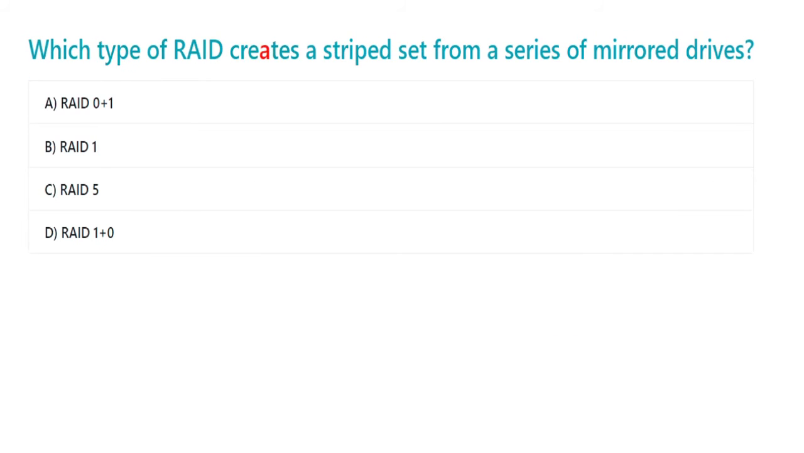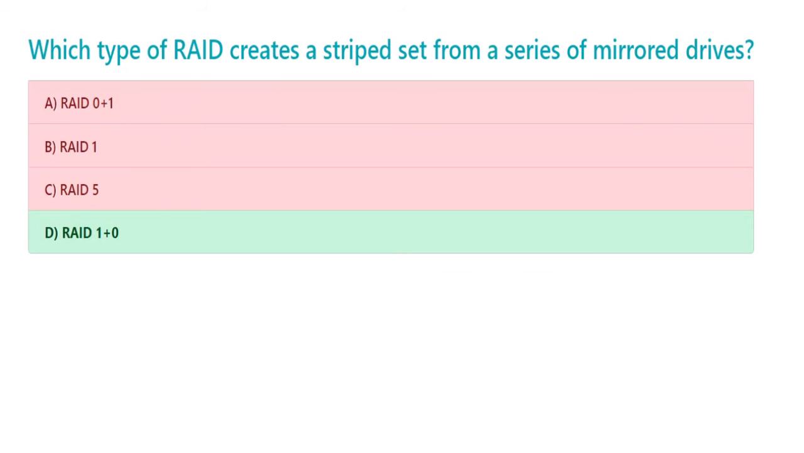Which type of RAID creates a striped set from a series of mirrored drives? A. RAID 0+1. B. RAID 1. C. RAID 5. D. RAID 1+0. The correct answer is D. RAID 1+0.